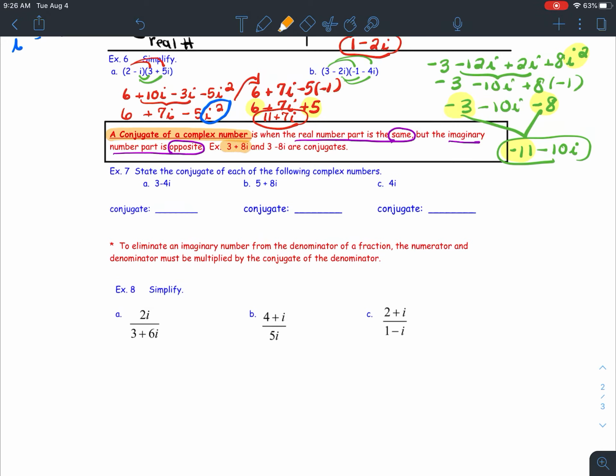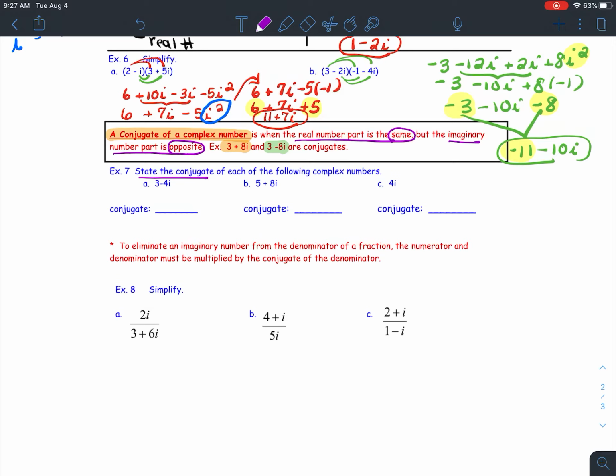So for example, if I gave you 3 plus 8i, the conjugate of 3 plus 8i would be 3 minus 8i. You can see how I kept the real number part the same as a 3, but then I did flip the sign on the imaginary part, changing the plus 8i to a minus 8i. So let's just make sure that we are comfortable with that first.